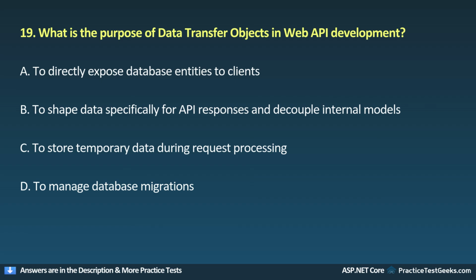19. What is the purpose of data transfer objects in Web API development? A. To directly expose database entities to clients. B. To shape data specifically for API responses and decouple internal models. C. To store temporary data during request processing. D. To manage database migrations.